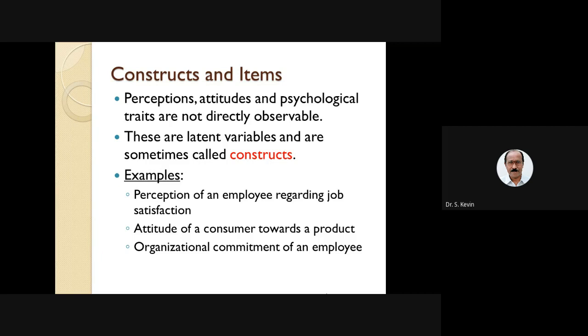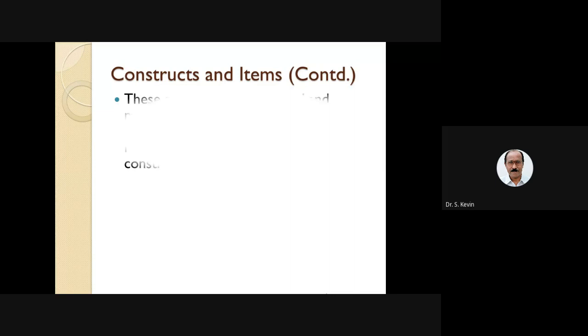So the perceptions, attitudes, all these latent variables, even though they are hidden, they have to be measured and put into a number. This is our job. In questionnaire preparation, this is the challenge. How do we do that? That is what we are going to see. These latent variables are called constructs. Constructs and items, let us continue.